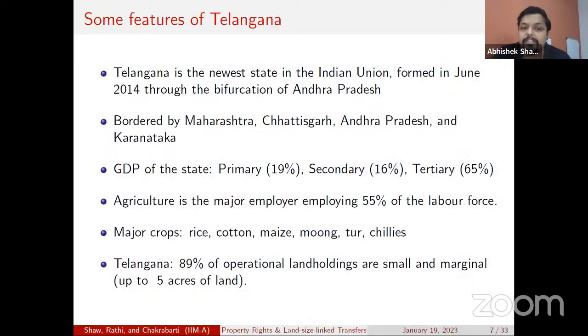So what are the features of Telangana? Just keep in mind that Telangana is a new state, formed in June 2014. It's bordered by Maharashtra, Chhattisgarh, Andhra Pradesh, and Karnataka. It's important to know this because we use a border design, and we'll come to a map which will give you a sense of that. It's an agricultural state. A majority of the labor force is employed in agriculture. The major crops are rice, cotton, maize, moong, tur, and chilies. The other thing to remember is that agricultural census data tells you that in terms of landholding sizes, 89% of Telangana's operational landholdings are small and marginal. That is, they're smaller than 5 acres of land.